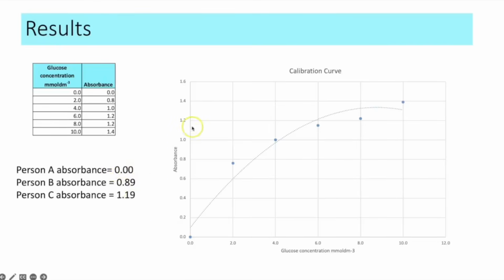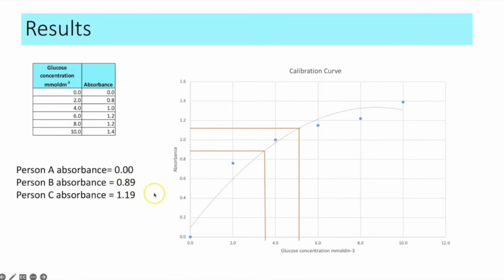So you can then read off your y-axis of absorbance, see where it hits your calibration curve, and that will tell you the glucose concentration that they have within their urine. So for example, person B, 0.89, and I've got to say the way that this scale is, it's not particularly accurate because we don't have all of the fine lines there. So I'm assuming that that's around 0.89, reading off on our calibration curve, that's probably about 3.5 millimoles per decimetre cubed. And then you do the same thing for person C.